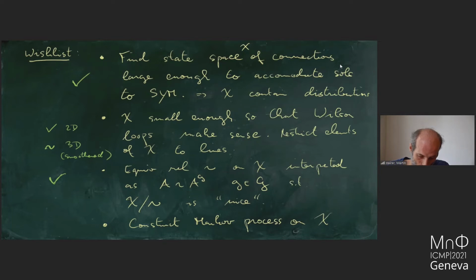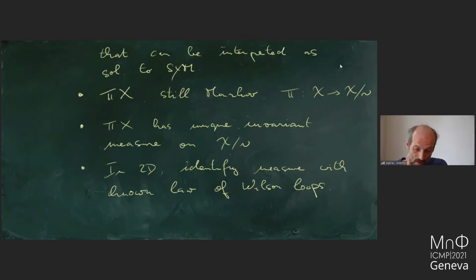In both 2 and 3 dimensions, we can give a meaning to that equation. So we can construct a Markov process on that space, which can be naturally interpreted as a solution to the stochastic Yang-Mills equation. And we can do it in such a way that the projection is still Markov.